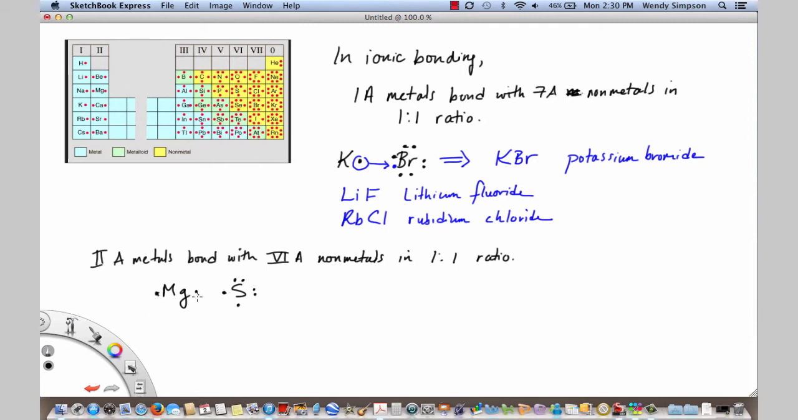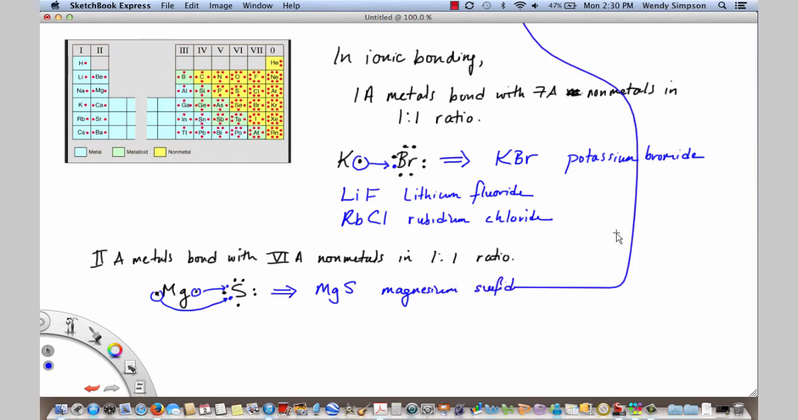So magnesium needs to give up these 2 electrons to have a complete outer shell. Sulfur needs to gain 2 electrons to have a complete outer shell. So the 2 electrons in magnesium can be transferred to the sulfur. Okay, and in doing that, we make magnesium sulfide. Whoops, problem there. That's okay, we'll just leave that there for your entertainment.